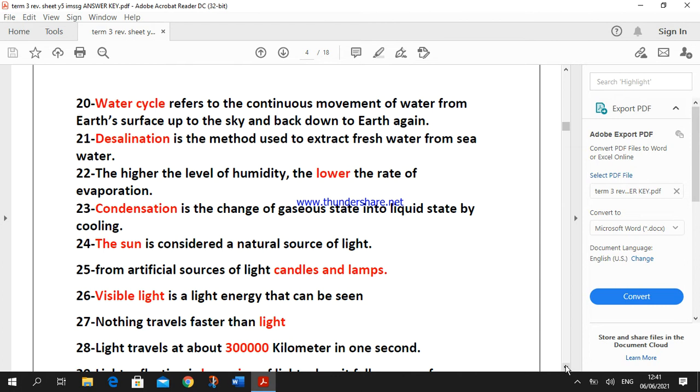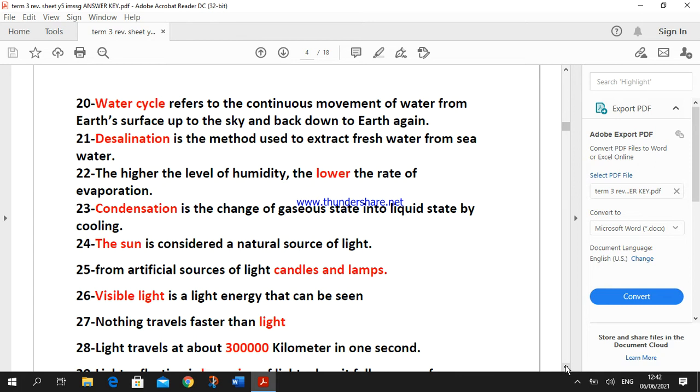26, visible light. What is meant by visible light? The light energy that can be seen, like white light coming from the sun, okay? While we have other types of radiation coming from the sun, we can't see them, okay? Like ultraviolet rays and infrared, X-rays, gamma rays, okay?